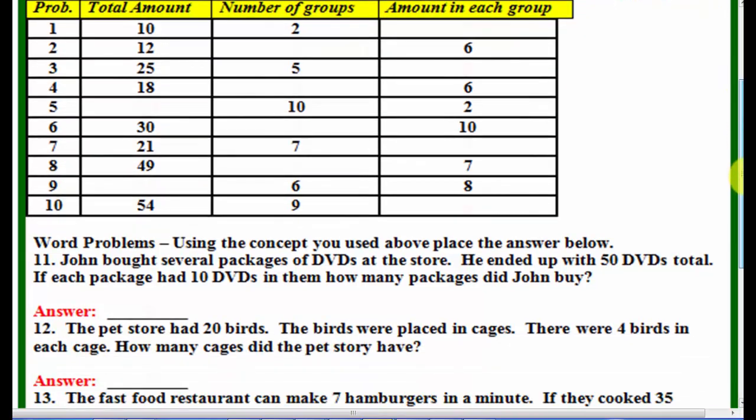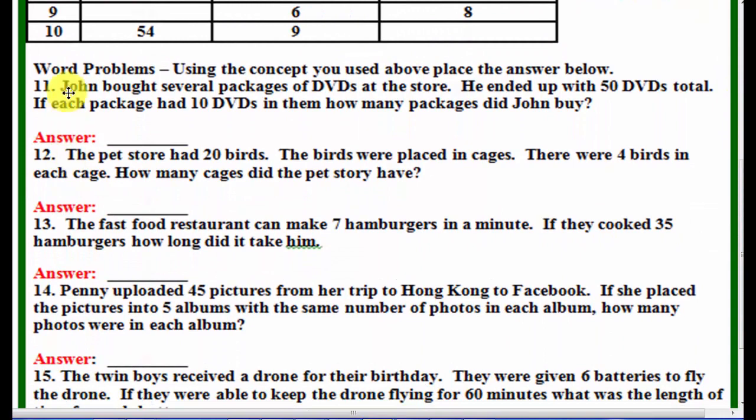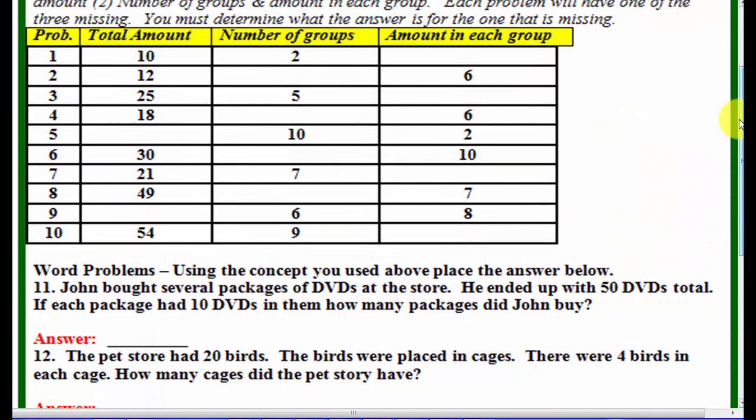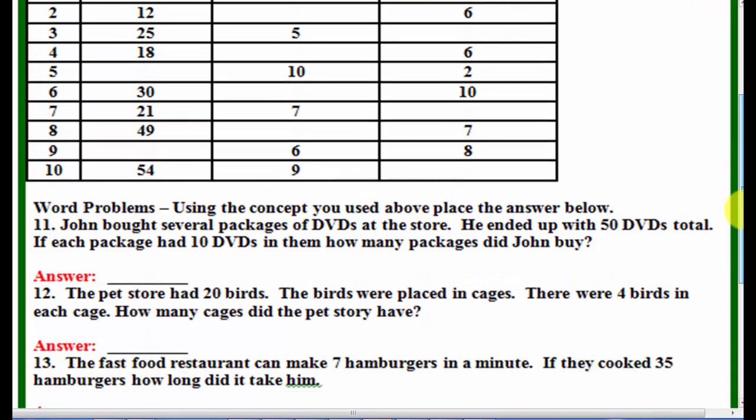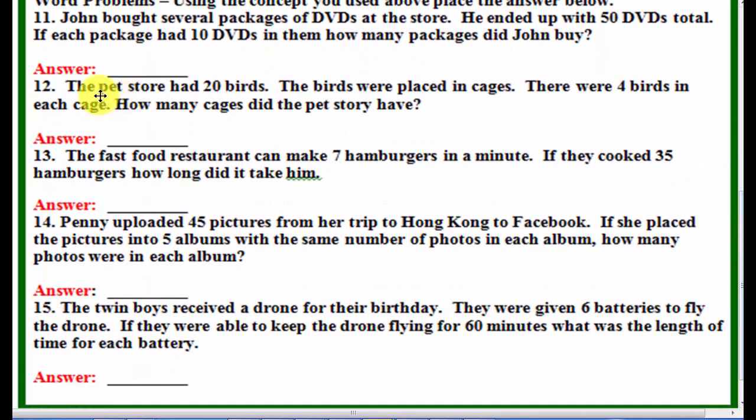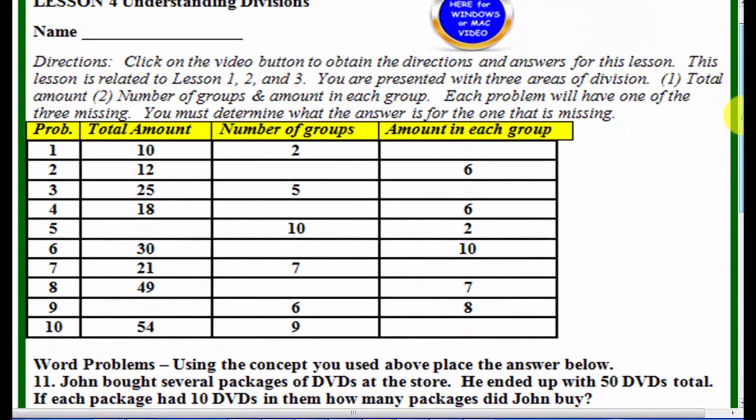And then below it, you'll notice what we have are some word problems dealing with the same concept. So when you're dealing with division, you have to look at a total, and you want to look at the number of groups and the amount in each group for everything that you do. Now we have several problems here that should be relatively easy for you to solve. But let's look again at what we talked about before in dealing with total amount, number of groups, and the amount in each group.